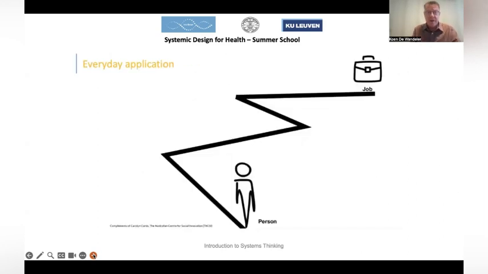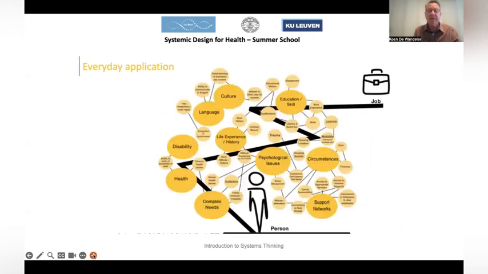Now, an everyday application is probably the best way to illustrate how different systems are interconnected. If a person graduates or already has a job and wants to go through the process of finding a different job, there's a lot that gets involved. There's, of course, the needs and the constitution of the person in question.